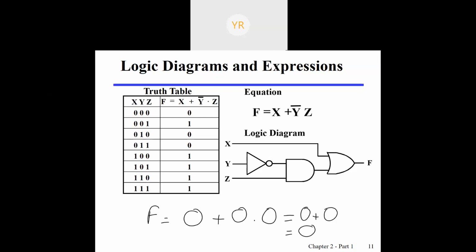It's the same thing, please. If you remember the order of preference, you do the not first, then the multiplication, then the or. Okay? Okay. So we continue now.